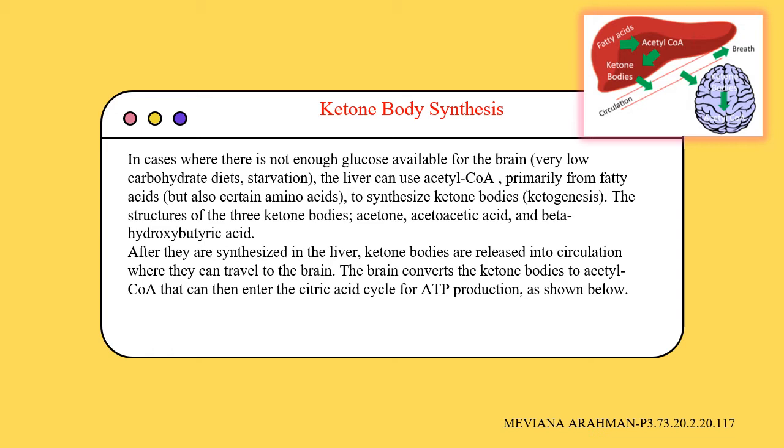The three ketone bodies are acetone, acetoacetic acid, and beta-hydroxybutyric acid. After they are synthesized in the liver, ketone bodies are released into circulation where they can travel to the brain. The brain converts the ketone bodies to acetyl-CoA that can then enter the citric acid cycle for ATP production, as shown below.